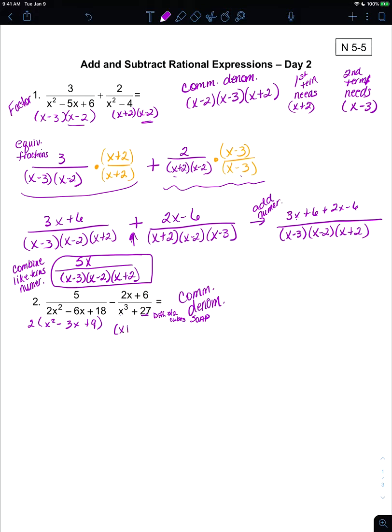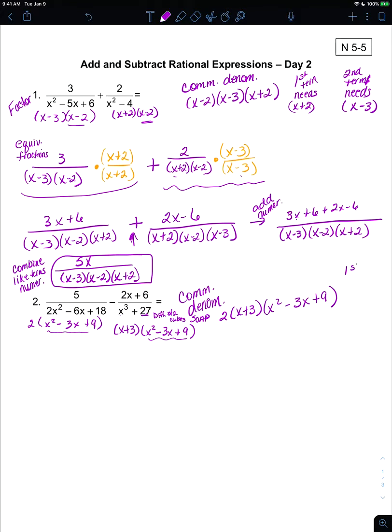So that factors into x plus 3, same sign for that SOAP acronym that we used. x squared minus 3x plus 3 squared is 9. So that is that one factored. Okay, well, luckily they have this x squared minus 3x plus 9 in common. So our common denominator is going to be 2 times that x plus 3 times x squared minus 3x plus 9. So all of that is our common denominator.